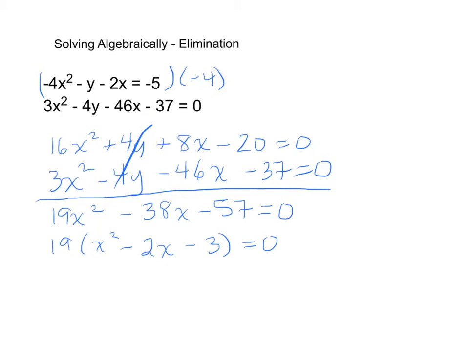So this is going to be, I'll just leave the 19 there, x minus 3 and x plus 1. So what I get for answers here are x equals 3 and x equals negative 1. So this one has 2 solutions, but I'm not finished yet, right? When you're doing elimination, you then have to go back and find out what y is equal to. And we're going to have to figure out what y is equal to for both values of x.